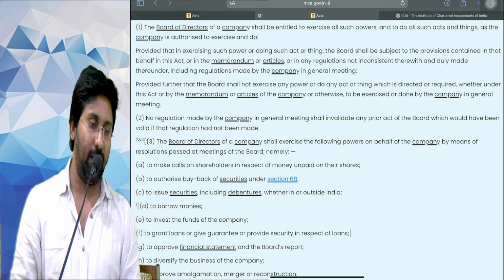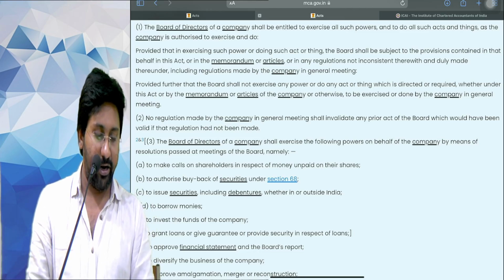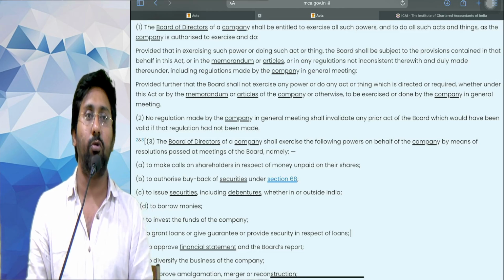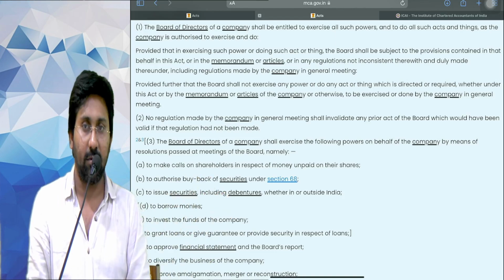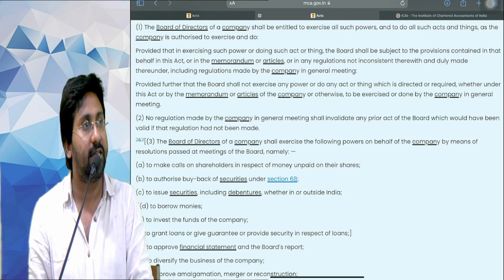Clear or not, everyone? Is a company an artificial person or a natural person? It cannot do anything on its own. Therefore, some manual human intervention is required. Therefore, the board of directors. Clear, everyone? Since the company cannot do anything on its own.